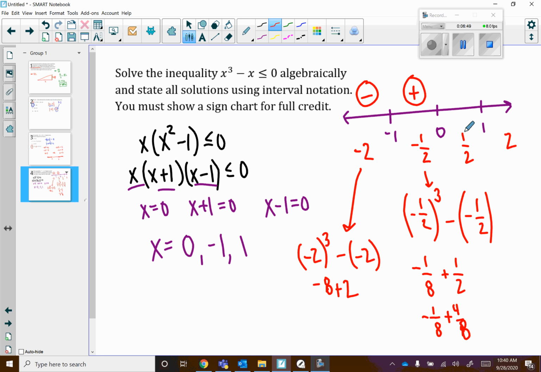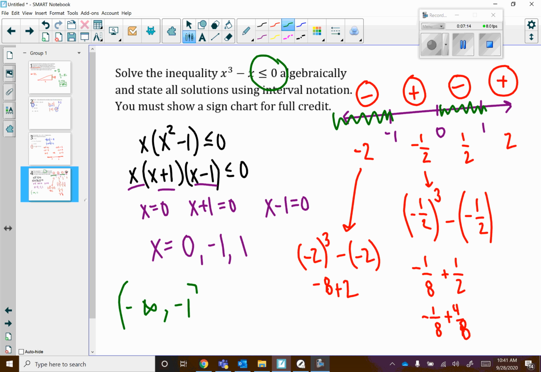I'm not going to plug in the other values here, but when you plug in 1/2, you should see it's negative, and when you plug in 2, you should see it is positive, which then lets us get our final solution. So they asked, where is it less than 0? Less than 0 right here and right here. Less than or equal to 0, so my final solution would be from -infinity to -1, and we can include -1 because it can be equal to 0, or from 0 to 1, including both 0 and 1.